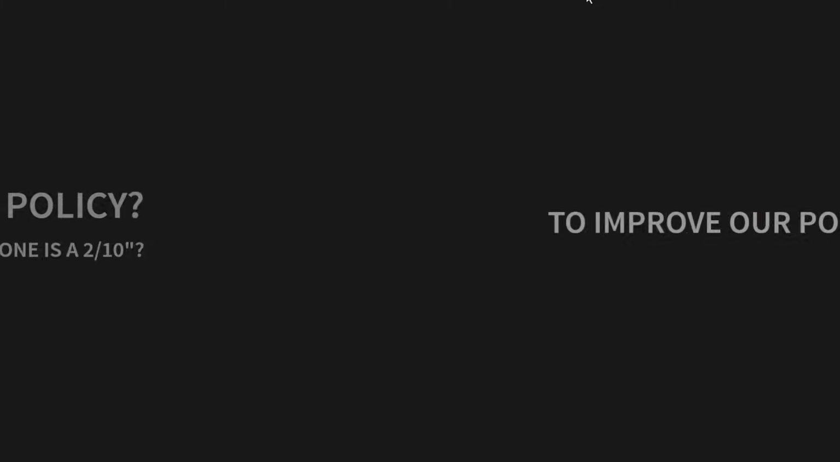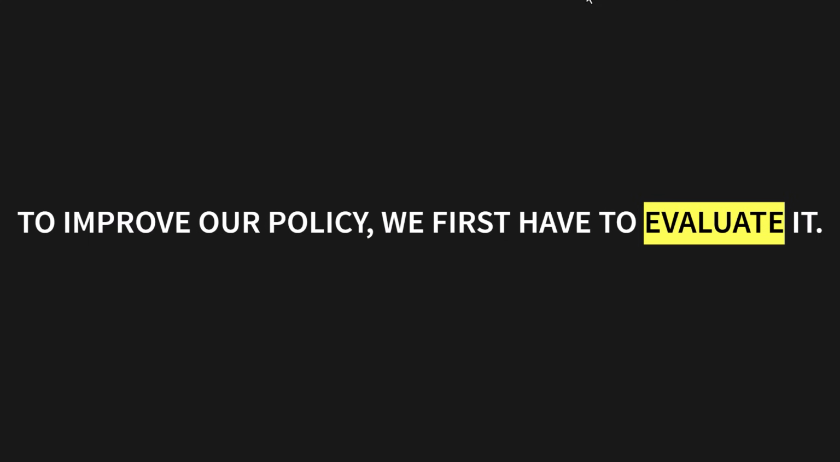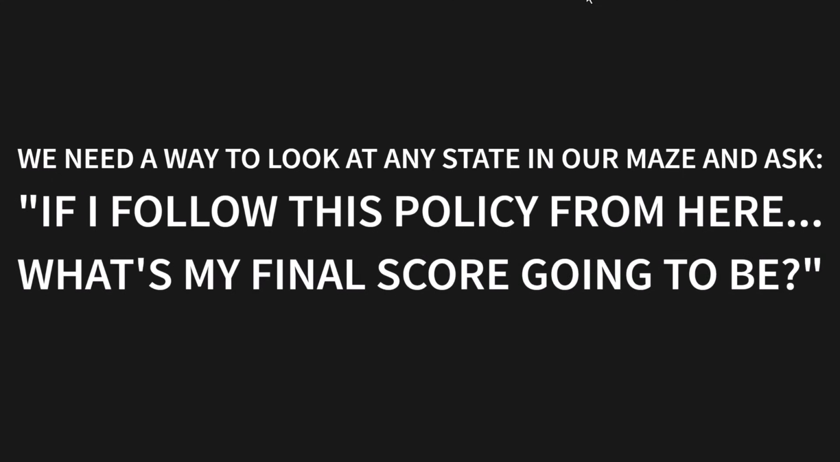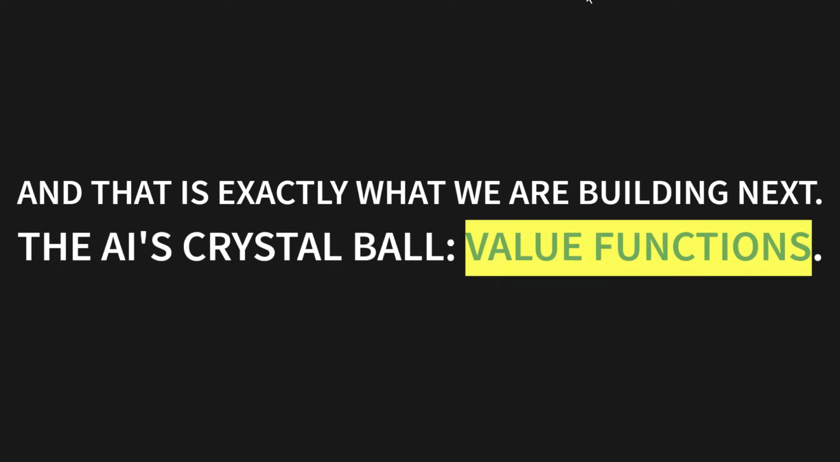To improve our policy, we first have to evaluate it. We need a way to look at any state in our maze and ask, if I follow this policy from here, what's my final score going to be? We need a crystal ball. And that is exactly what we are building next. The AI's crystal ball, value functions.